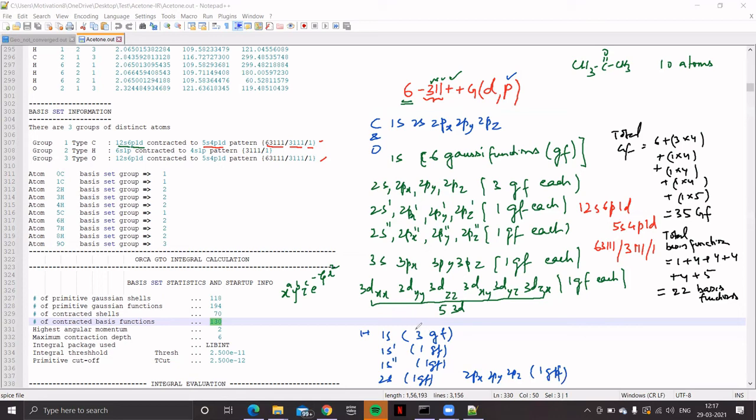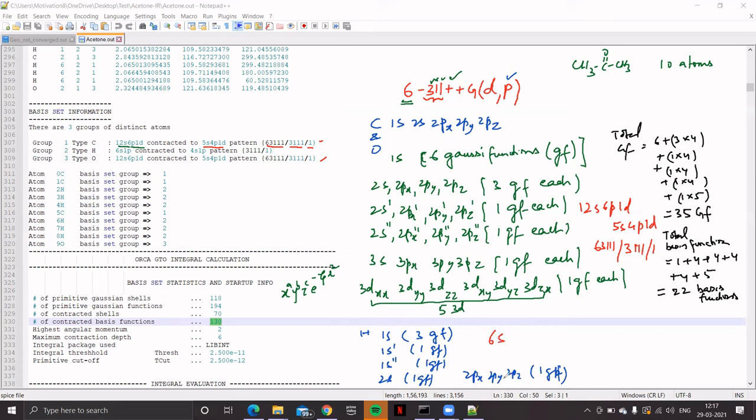So how many Gaussian functions for each hydrogen atom? Let's first see the terminology. How many types of S? 3. How many Gaussian functions? 3 for this 1s, 1 for this 1s dash, 1 for this 1s double dash, 1 for this 2s. So that is 3, 1, 1, 1. Total 3 plus 3, that is total 6s. So 6 types of S Gaussian functions.